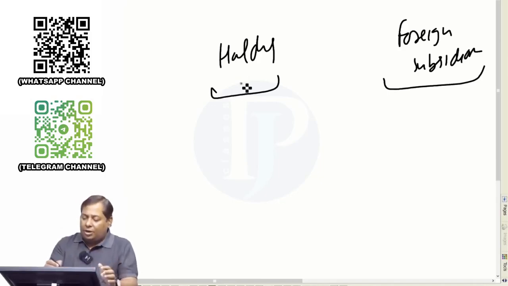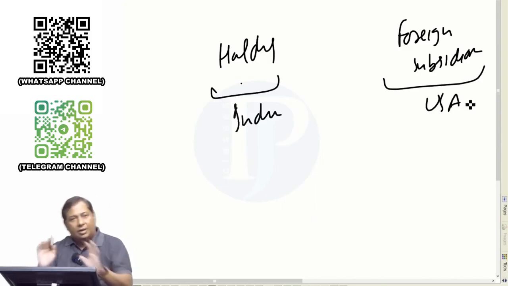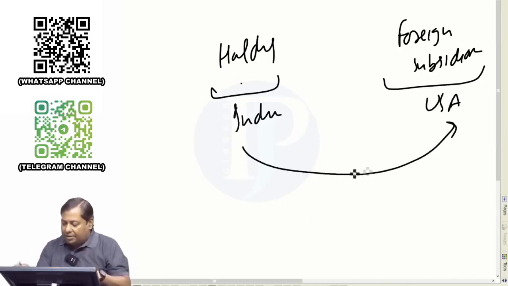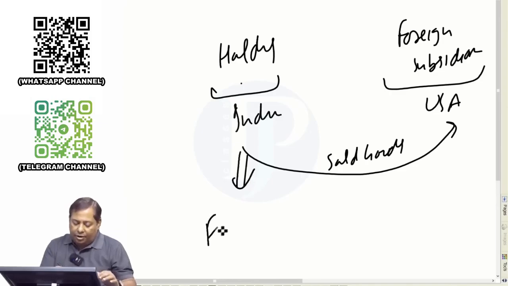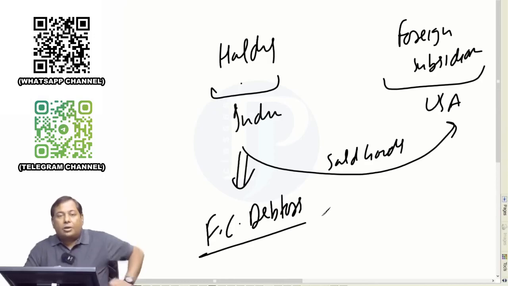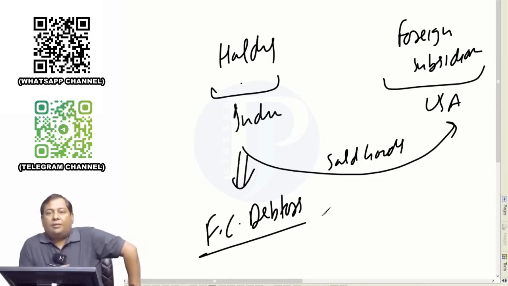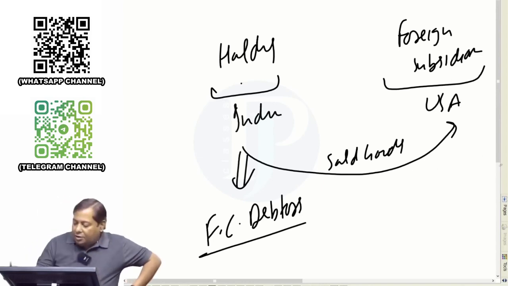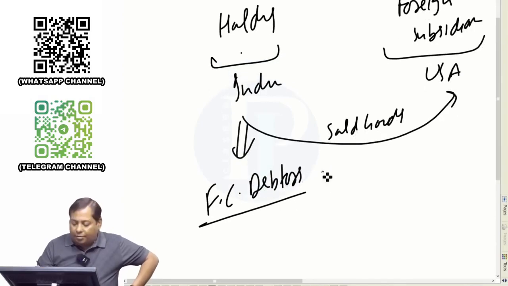This is a holding company in India. It has a foreign subsidiary based in the USA. Okay, understood? Holding sold the goods to it. So the foreign currency debtors are shown in its books now, because the entry will be passed for sale to the foreign subsidiary. They are debtors until the money arrives. If money arrives, we will eliminate it, okay? These foreign currency debtors in the form of subsidiary are there on the balance sheet date.